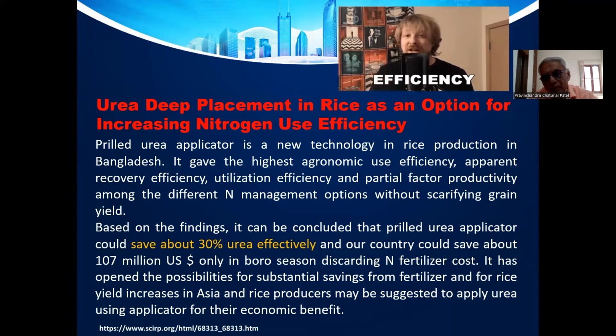So they are talking about Bangladesh. It has opened the possibility for substantial savings on fertilizer and for rice yield increase in Asia, and rice producers may be advised to apply urea using an applicator for their economic benefit. You know that in India, China, and Bangladesh there is a larger area of rice, and if farmers use such technology, they can save area and help reduce and mitigate climate change.